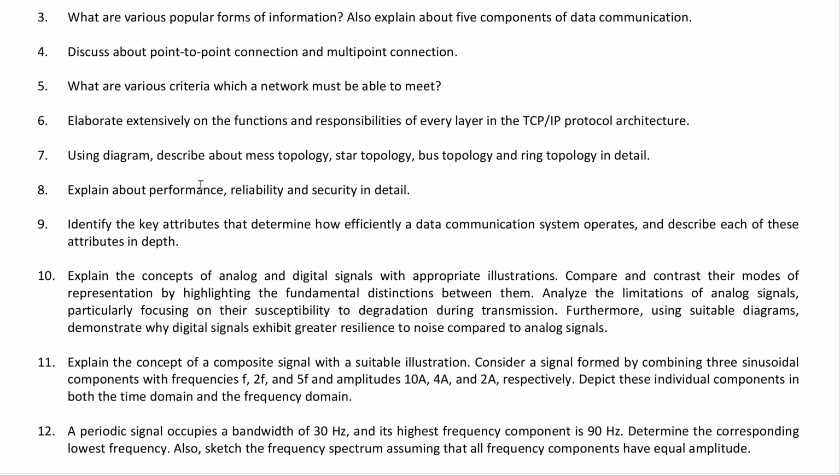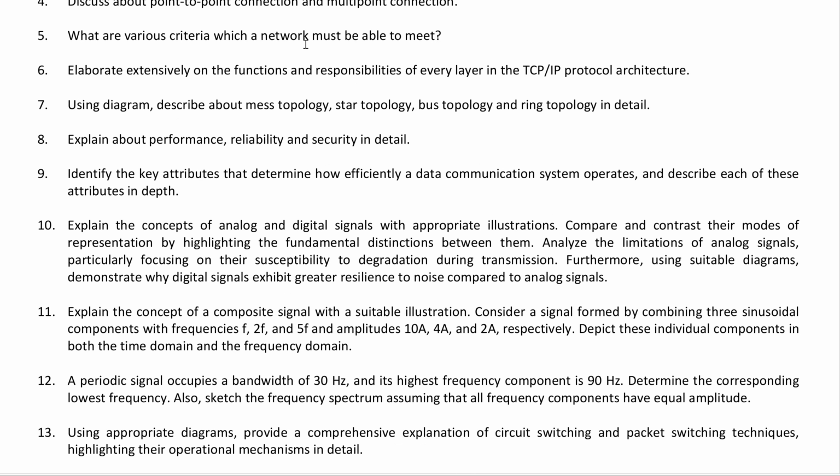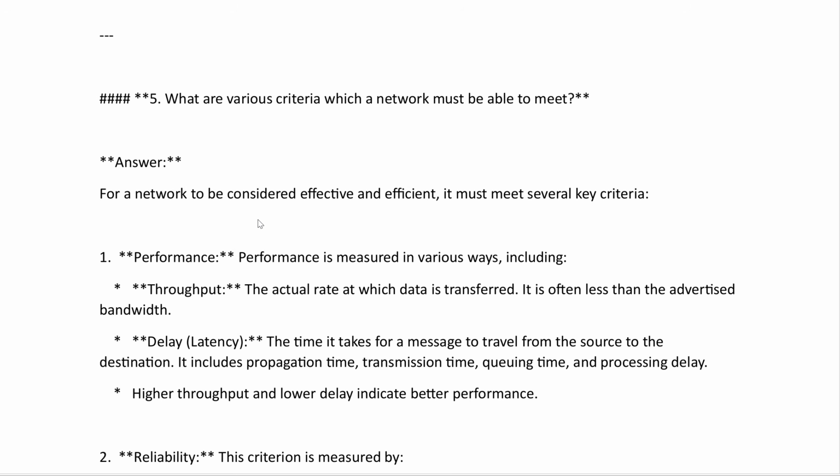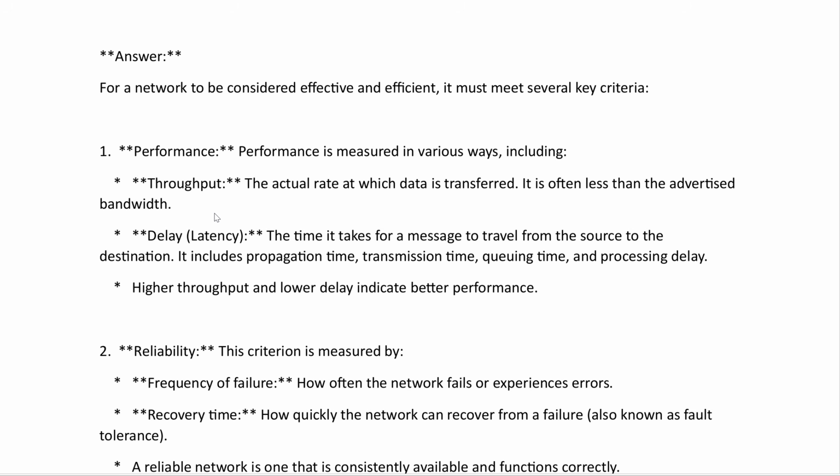Question number five: what are the various criteria which a network must be able to meet? So for a network to be considered effective and efficient, it must meet several key criteria. The first criterion is performance. Performance is measured in several ways, including throughput. Throughput is the actual rate at which the data is transferred. It is often less than the advertised bandwidth.